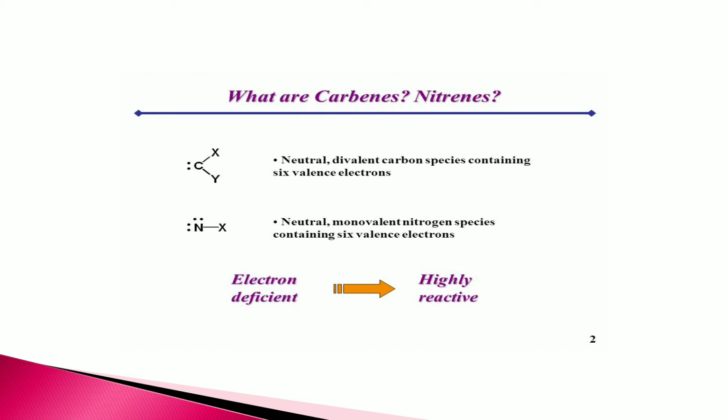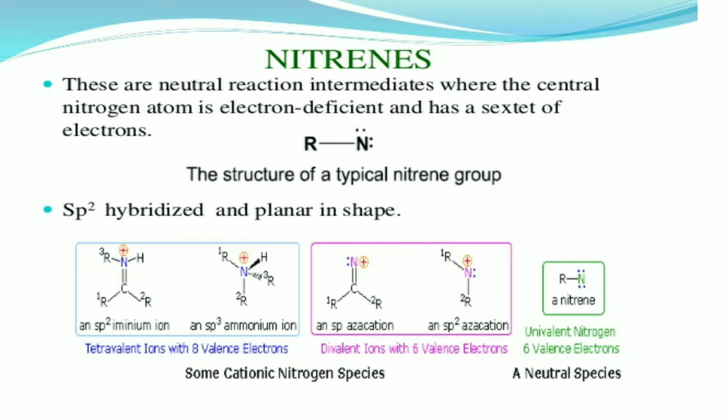What is a carbene? These are neutral divalent carbon species containing 6 valence electrons, and nitrenes are also neutral but monovalent nitrogen species containing 6 valence electrons. Here these nitrenes are neutral reactive intermediates with a central nitrogen atom which is electron deficient and has a sextet of electrons.